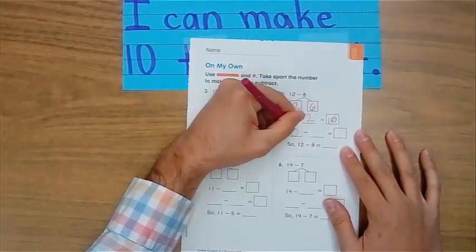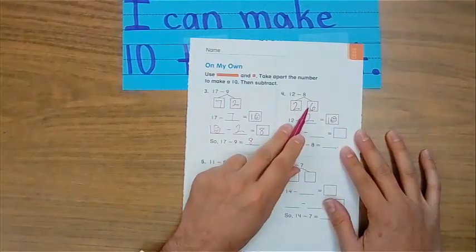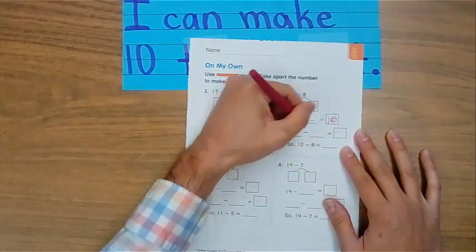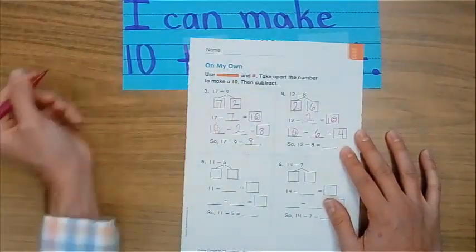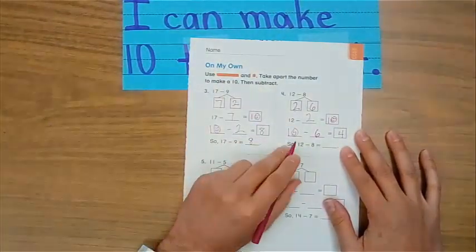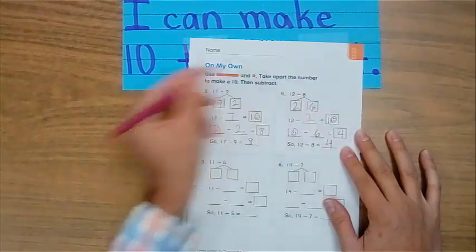So I'm going to take my friendly 10 and I need to take away the other number. What's the other number? 6 in this case, right? So 10 minus 6 is 4. So now I know that also 12 minus 8 has to be 4.